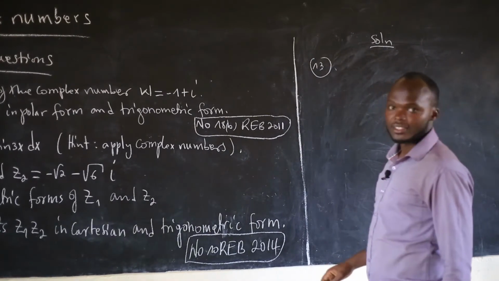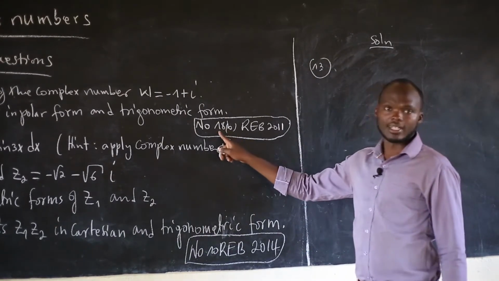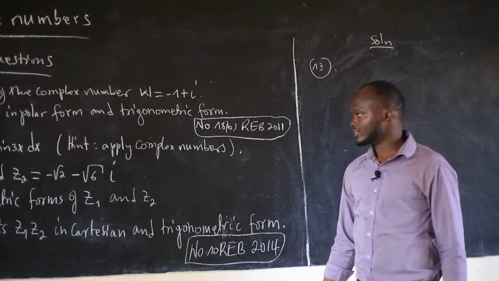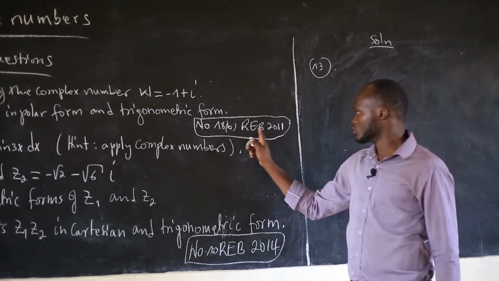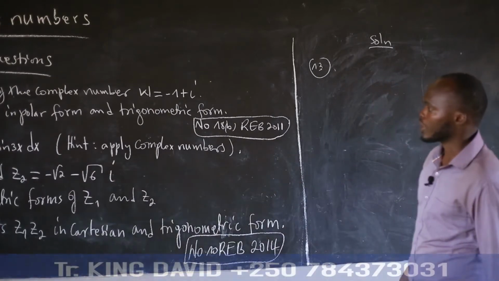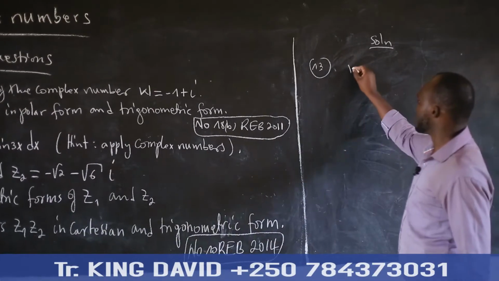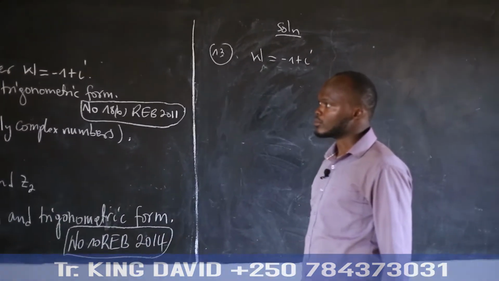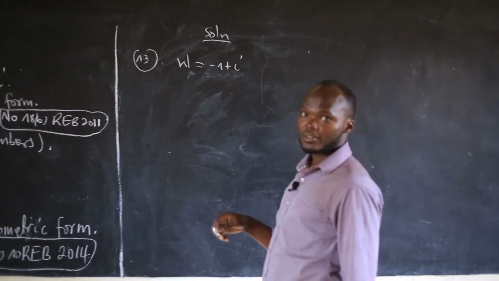You can find it on number 18b, lab 2011. Okay, now we have w which is equal to -1 plus i, and we're going to find the cube roots of that complex number.